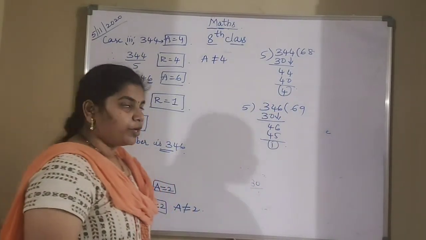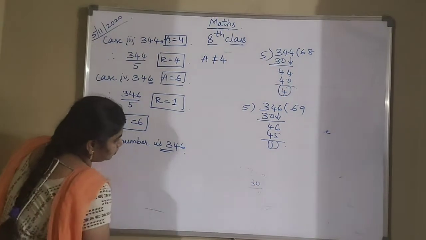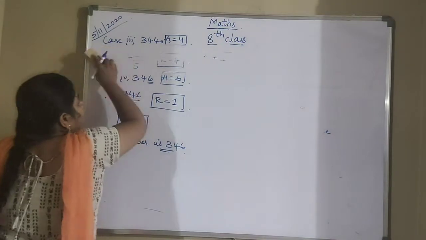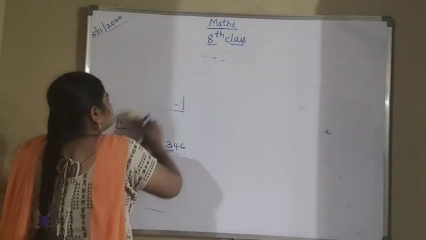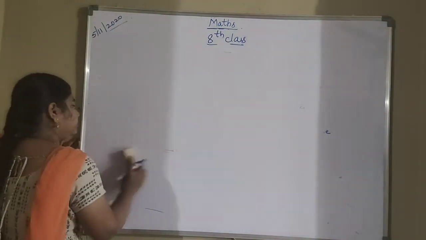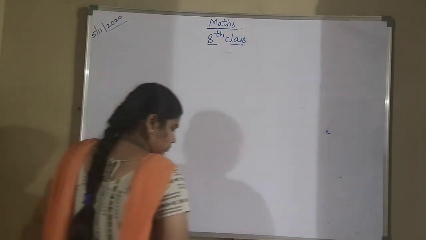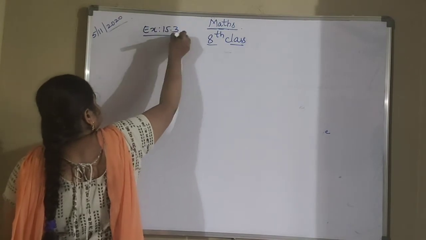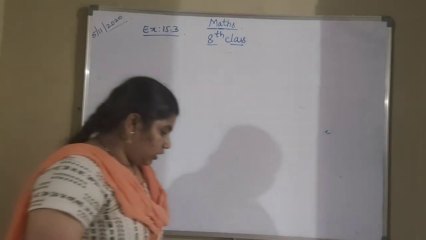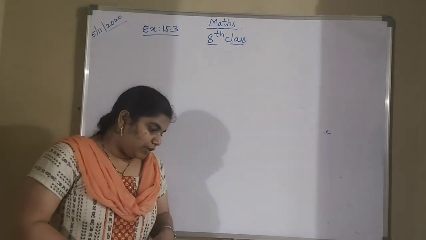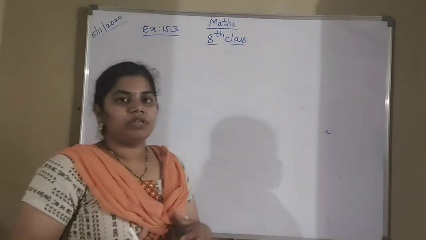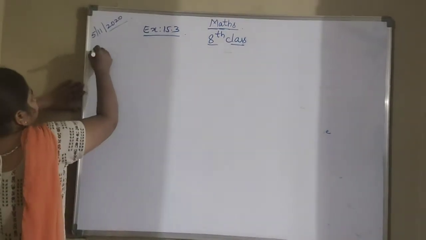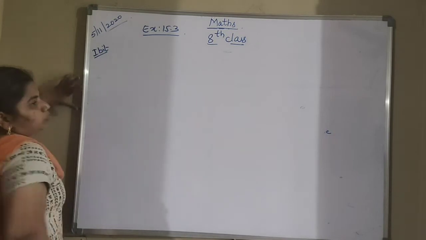Now next exercise. I am starting 15.3. So what is the first bit? Check whether the given numbers are divisible by 6 or not. They have given a set of numbers. We have to check. So in this first bit, they are asking about the divisibility rule of 6.